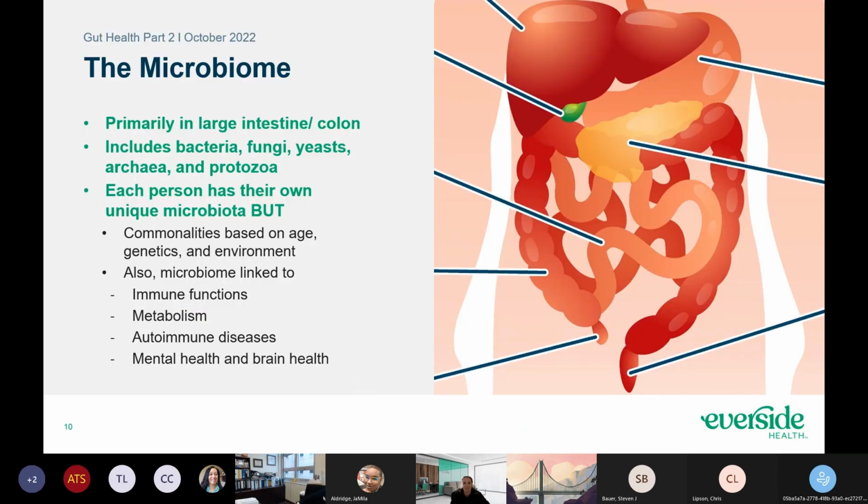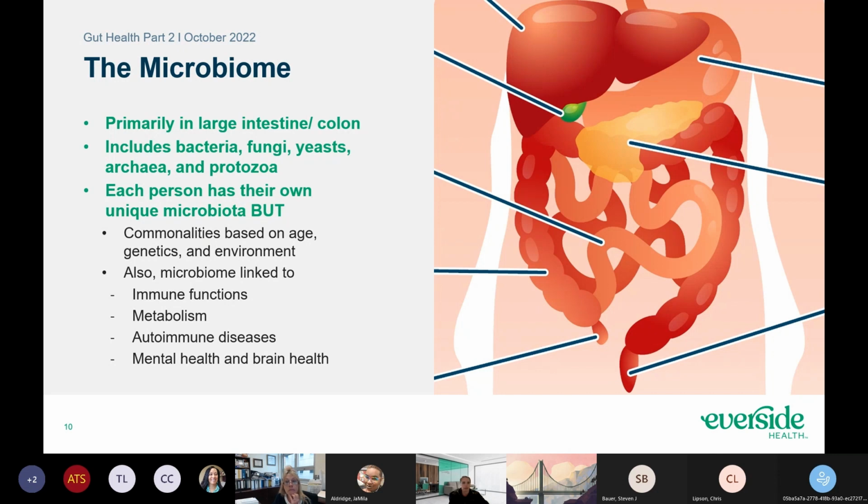That's a lot of sciencey stuff to go over, but it will help explain why functional disorders happen. So we get into the gut microbiome. We have our colon, and our friend the colon is where all of the gut microbiome is typically, primarily there. It includes bacteria, fungi, yeasts, archaea, and protozoa, so a lot of little different cells and things like that. Each person has their own microbiota, so it's kind of like a fingerprint.